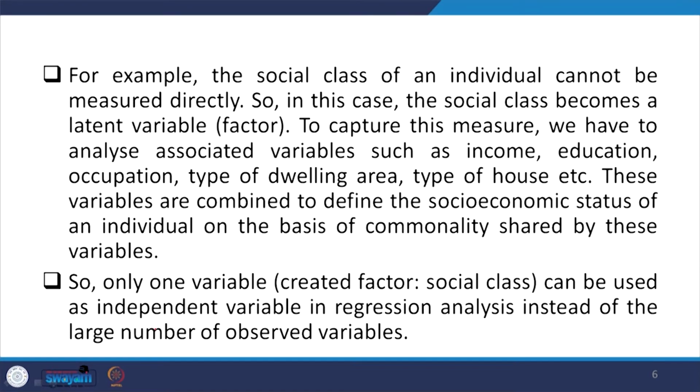Okay. So, that individual with an index value, with a new factor value, defined as a new variable, is called a latent variable in simple terms. These variables are combined to define the socio-economic status of an individual on the basis of commonalities shared by these variables. Okay. So, now the interesting part is that commonality must be shared by these variables, meaning income, education, occupation, type of dwelling area, etc. Okay. So, only one variable created as a factor, that is social status, can be used as an independent variable in regression analysis.